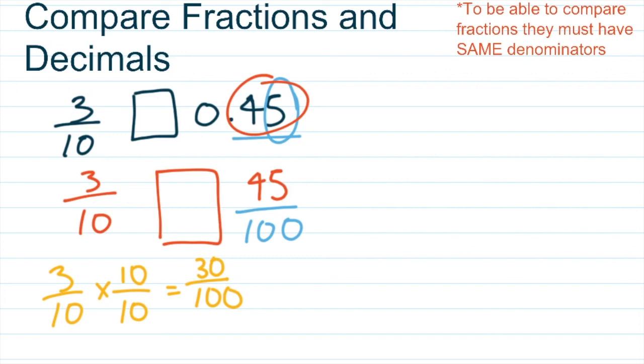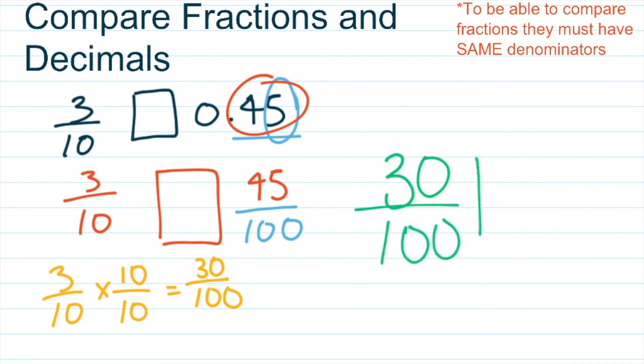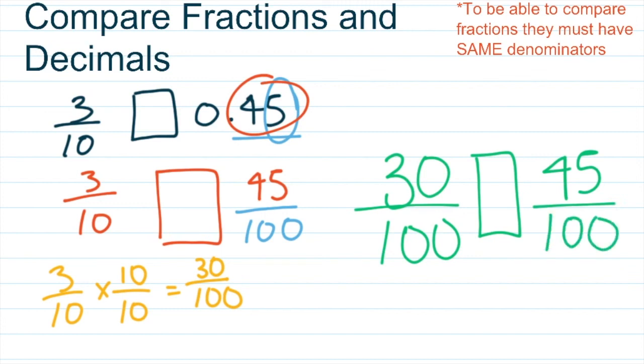Now you can compare the 30, and I'm going to rewrite it right here in green, the 30 hundredths. You are now able to compare it to the 45 hundredths right here, and you can see that 30 hundredths is less than 45 hundredths. Make sure this one is less than, this one is greater than, and this one is equal to. Make sure to use the right symbols when you are working with this.